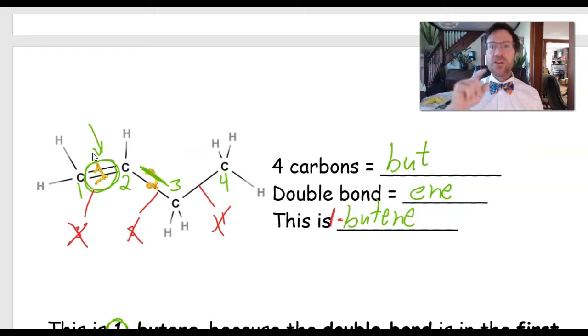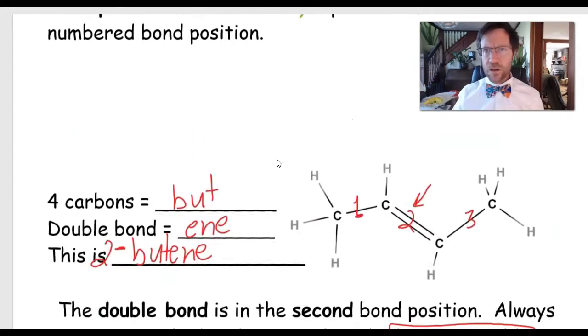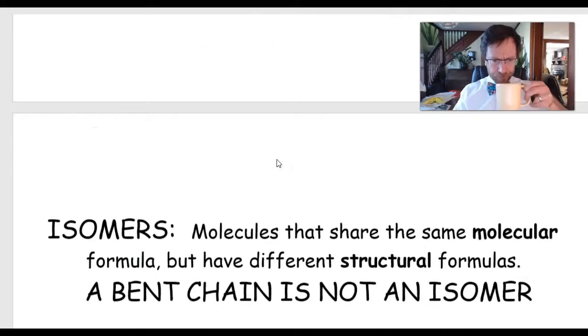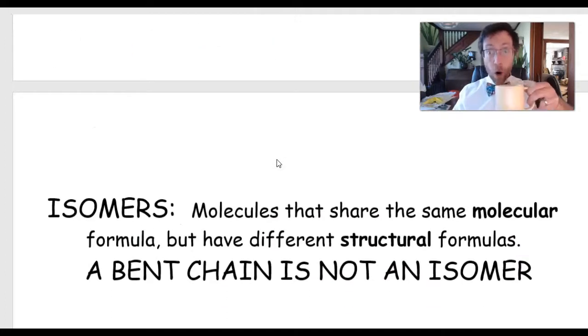You get what I'm saying? So when we choose bond position, we're just going to give it a number. And you choose the number so that it's the lowest possible number. Whether you start counting from the left or from the right, you count so that the bond has the lowest number possible. If that makes sense. We're going to do this about 100 times so that it will. And this gives us words.